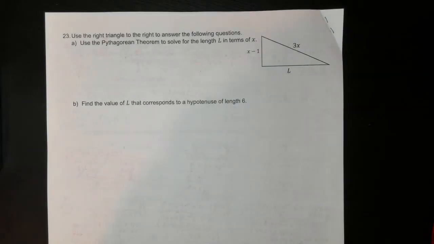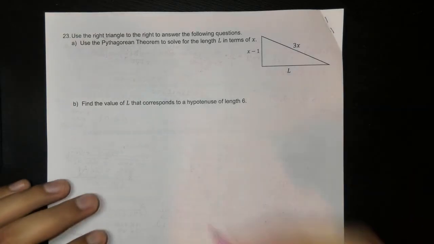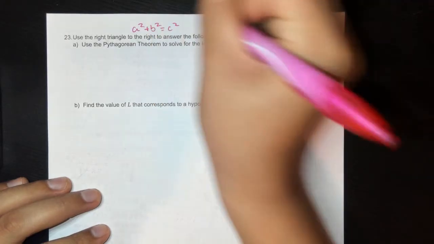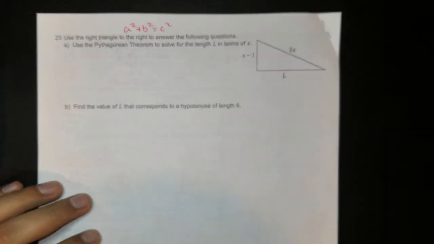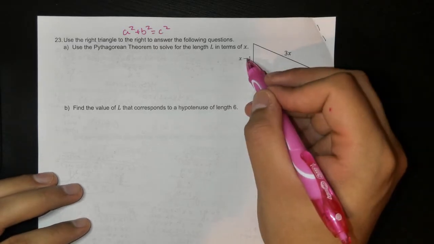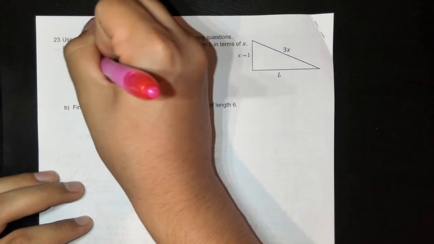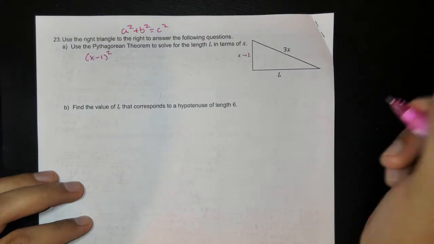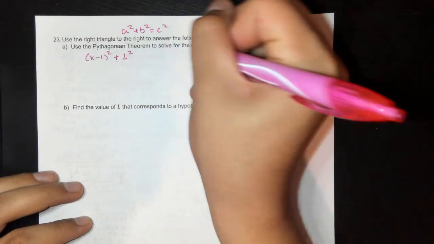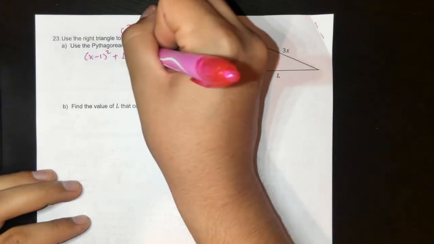Alright, so this is a Pythagorean theorem question. So remember that's a squared plus b squared equals c squared. C is the hypotenuse. Alright, so I'm going to make this a. So we got x minus 1 squared, then we got plus L squared equals 3x squared.